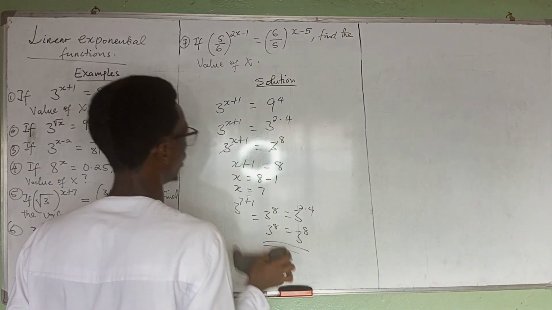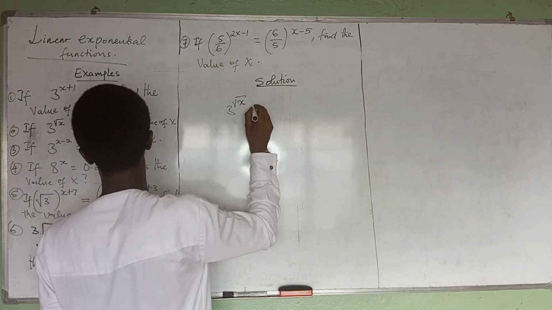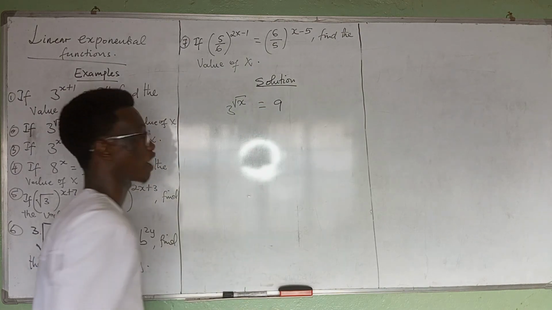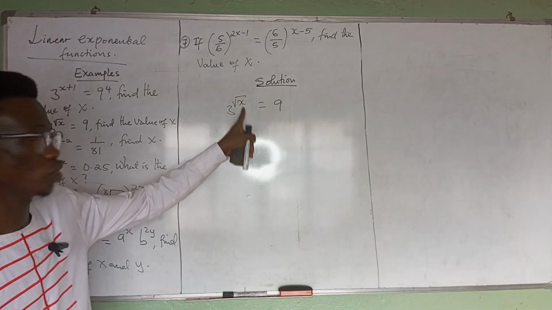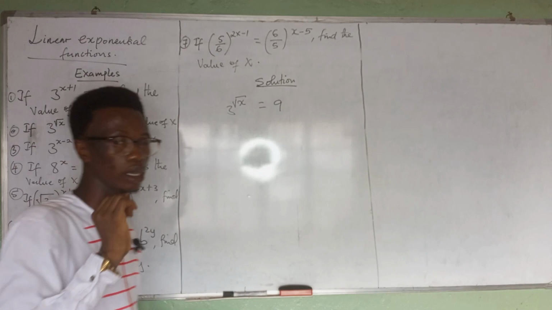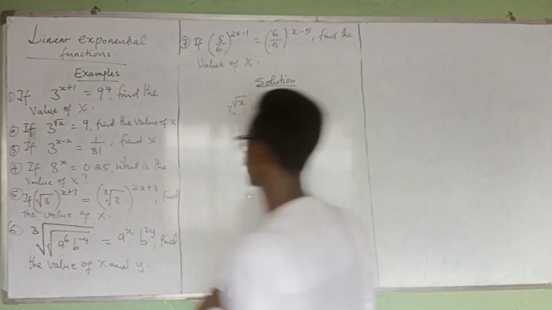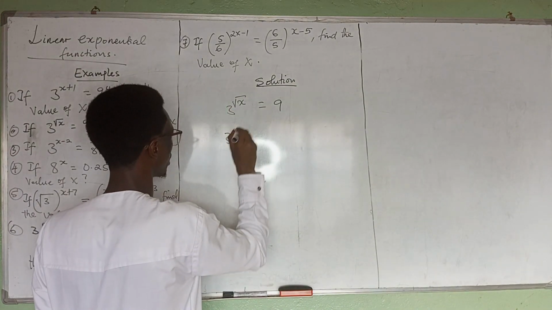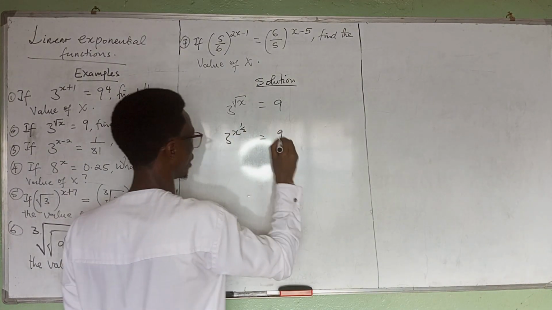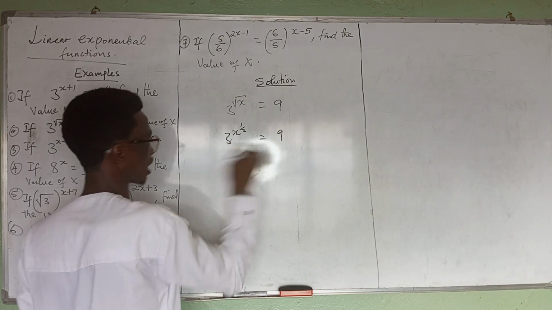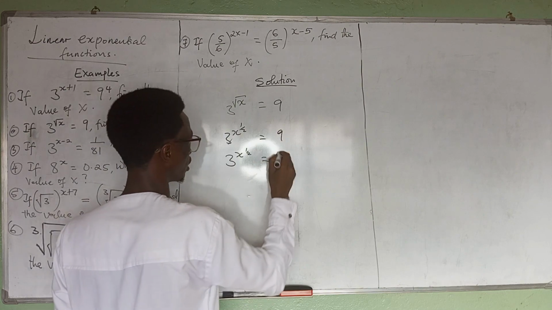The next problem says if 3 roots x equals 9, we are asked to find x. The main thing here is for us to change this root. Any number under a root is the same as that number raised to the power half. So it means 3 raised to the power x, raised to the power half, equals 9. Now let's change 9, because we have to see that the bases are the same. So this is 3 raised to the power x raised to the power half equals, this becomes 3 raised to the power 2.